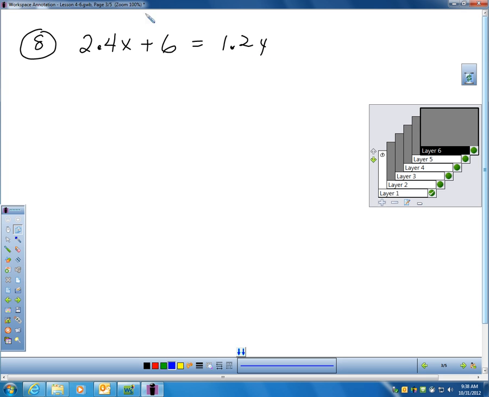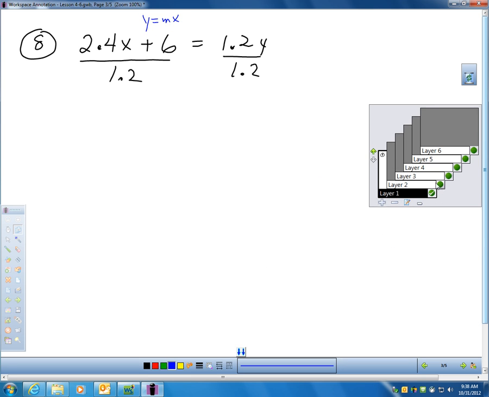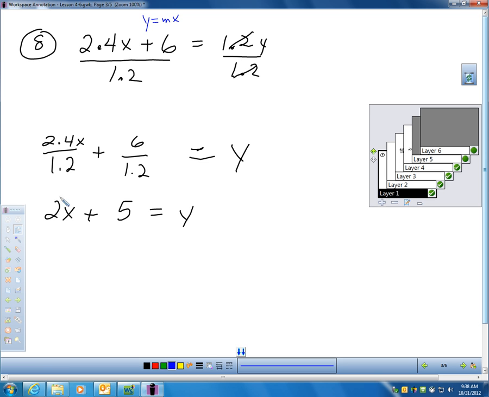I've got to solve for y. I'm trying to figure out again, does this equation take this form? Well, let's try that. I've got to solve for y, which means I've got to divide each side by 1.2. When I divide each side by 1.2, and I'm going to break this up into separate fractions, I get 2.4x over 1.2 plus 6 over 1.2. That gives me 2x plus 5 equals y.